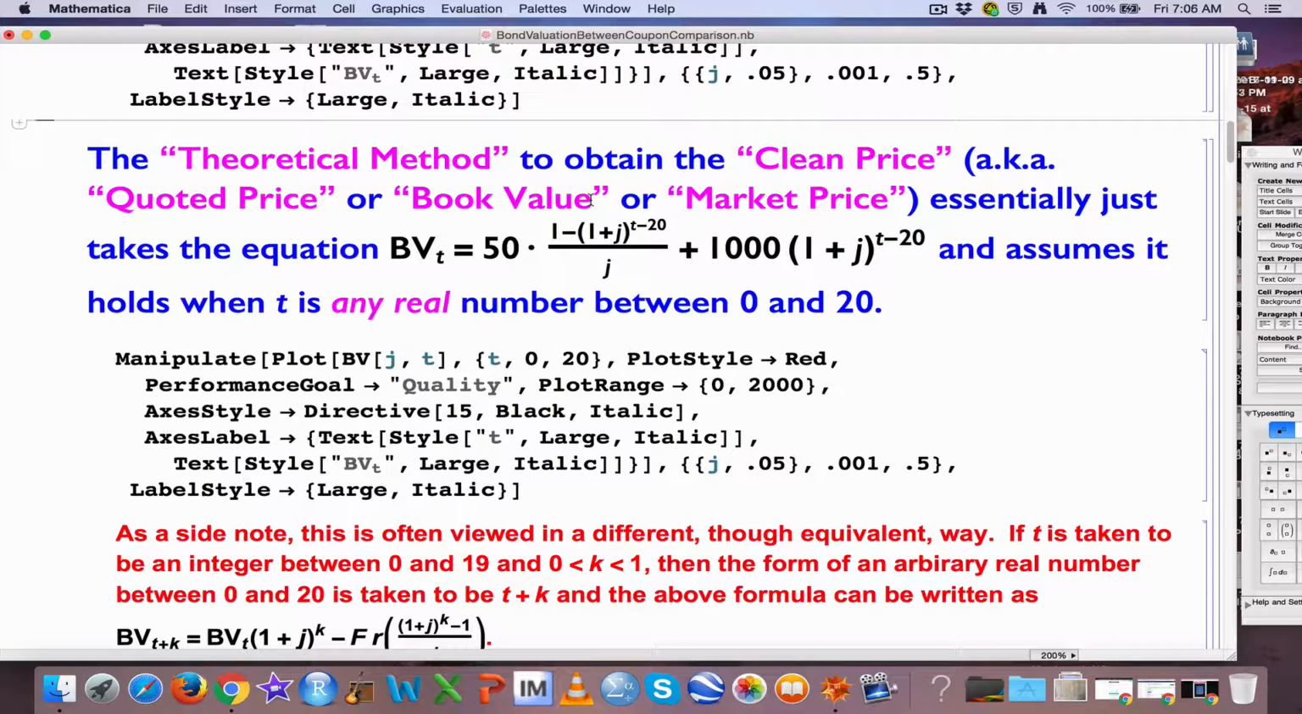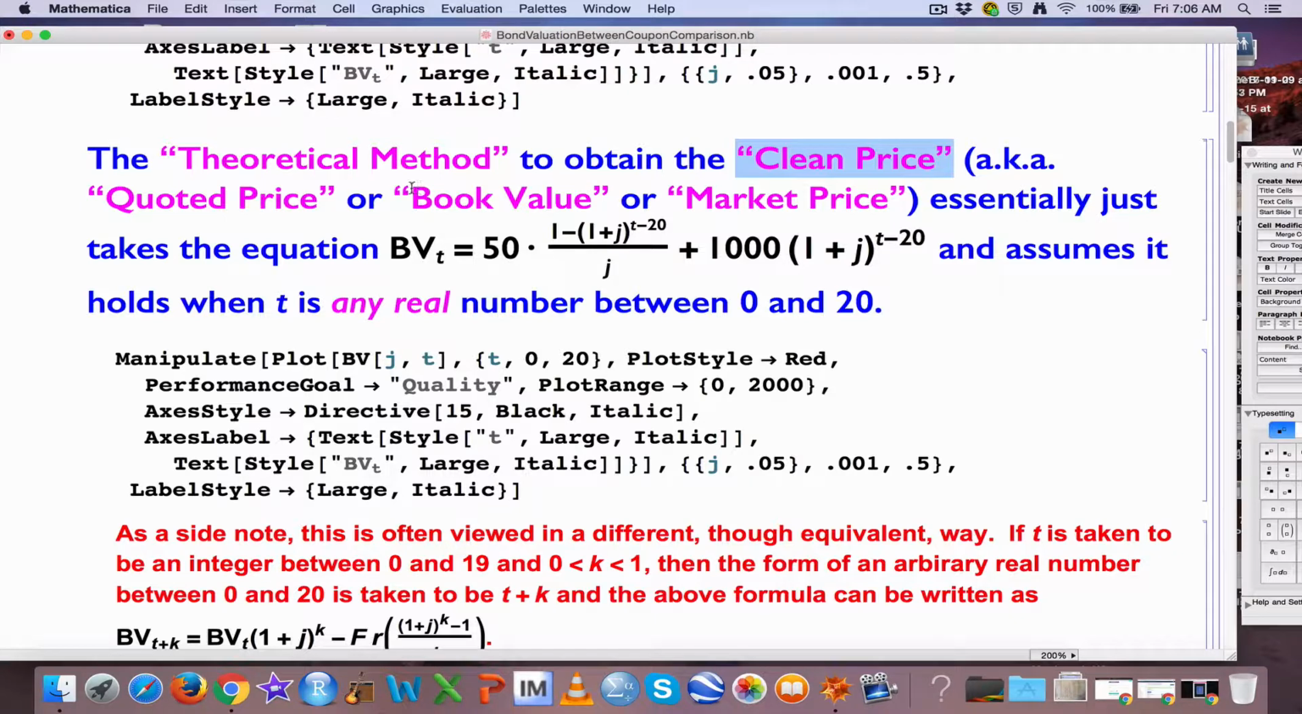All right, next we're going to go on to talking about these different methods for figuring out the book value between coupon payments. I didn't really talk about the theoretical method in the last video, video number 115, but I am going to talk about it now. What is the theoretical method to obtain the so-called clean price? Actually, in the last video we said it was the quoted price, though I mentioned that was a synonym for clean price.